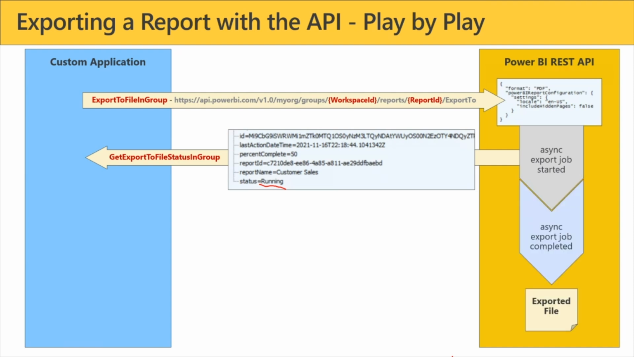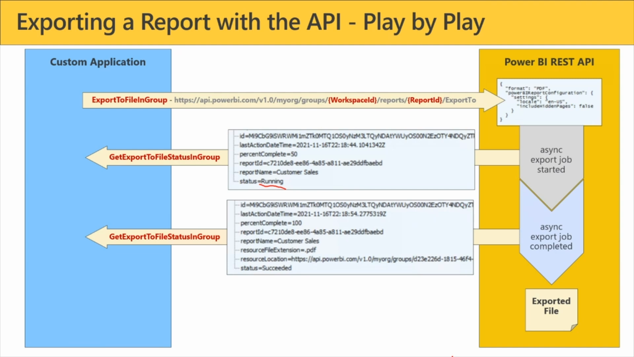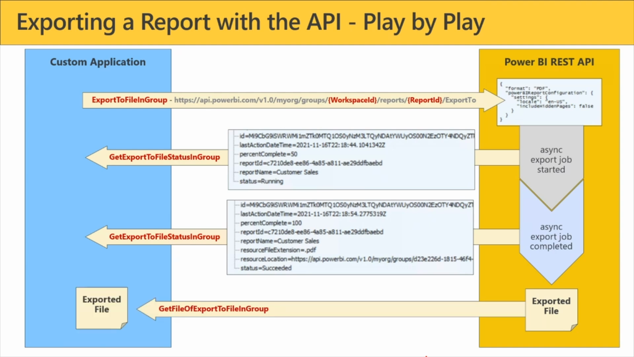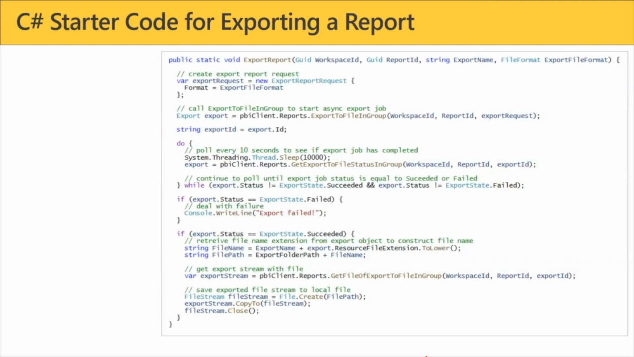And then as it's done, the next time that you call inside there, what we're going to see is a succeeded. Other things I'll point out is here's the report name, here is the file extension inside there. There's some good information inside. And then they also give you the resource location. So in the final call is when we call get file of export to file in group. Okay, now let's do this. Let's look at C# code that is going to give us the basic pattern for exporting a report.